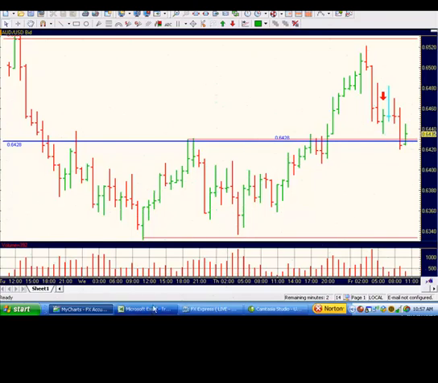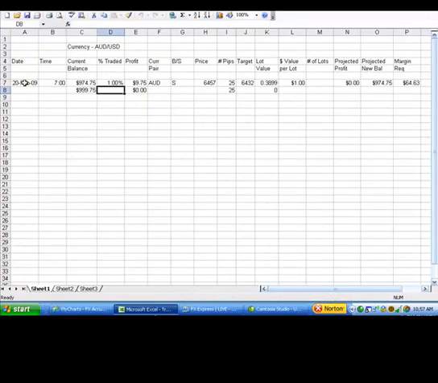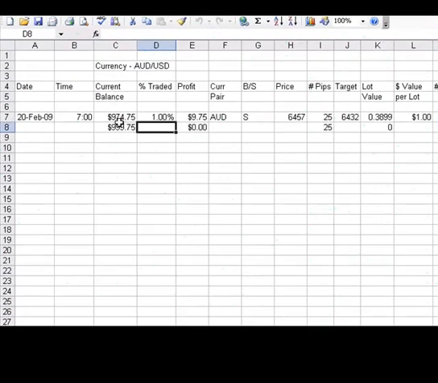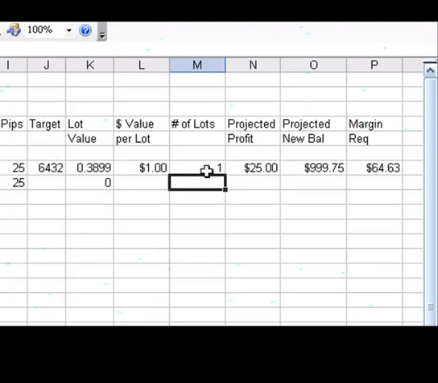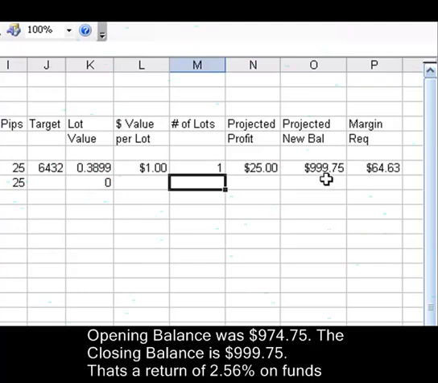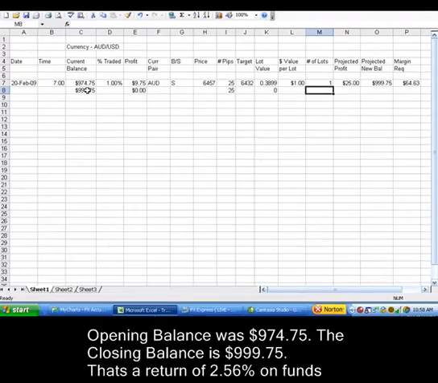Just to show you on the spreadsheet that we had set up at 7 o'clock this morning, we had a balance of $974.75. We wanted to make a 1% return, which is a $9.75 value. However, we traded one lot, and it gave us a $25 profit instead of a $9 profit, so we made over 2% on that one trade, and the balance was $999.75 from $974.75 in about 2 hours. That's the new balance now.